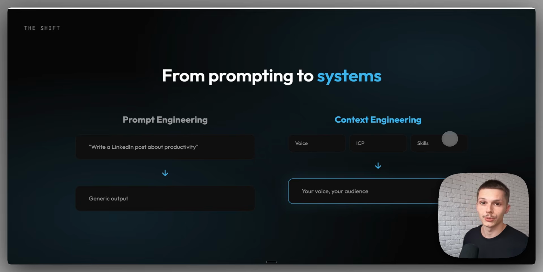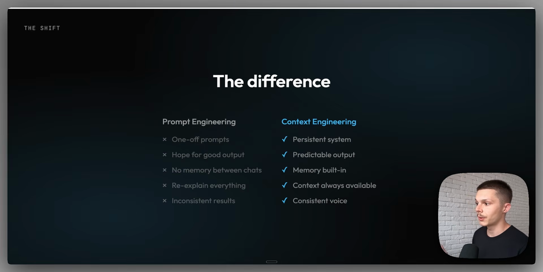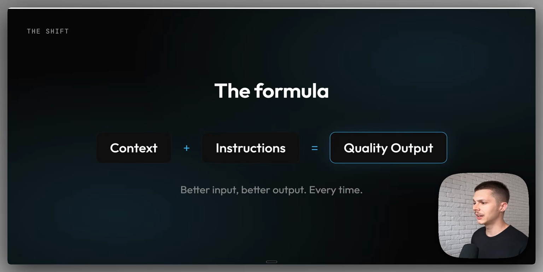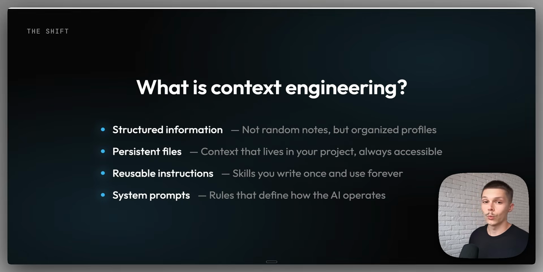Okay, so that is also what we're going to be building here. The difference: with prompt engineering, you have one-off prompts and you hope for good output. You don't have memory between chats, with some caveats there, like using projects and stuff. You often have to re-explain everything, or at least a lot of things, and you get inconsistent results. Well, context engineering, which is enabled by building something out in Claude Code, gives us a persistent system, predictable output, memory built in, context always available, and a consistent voice, okay? And the formula really is context plus instructions equals quality output. Better input, better output every time. Simple as that.